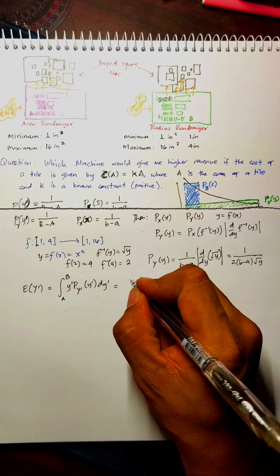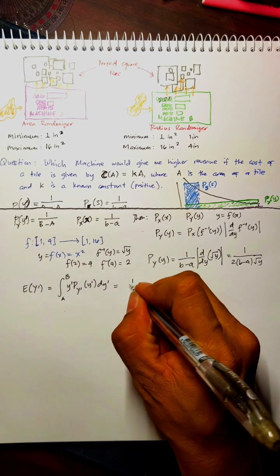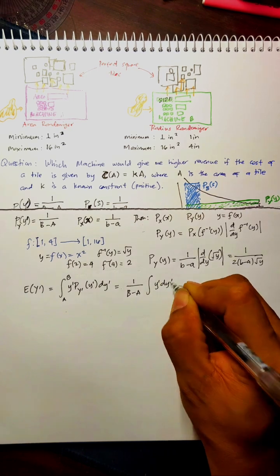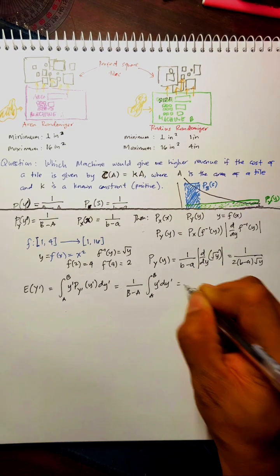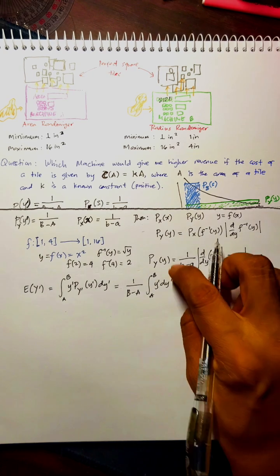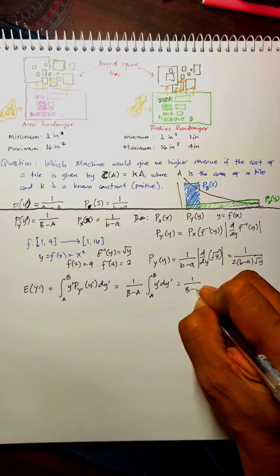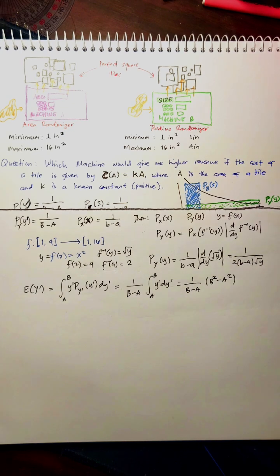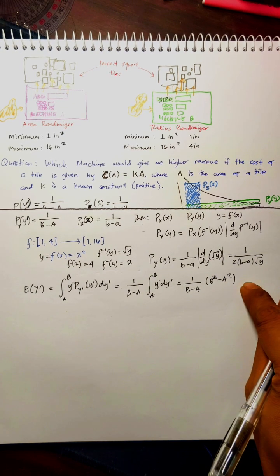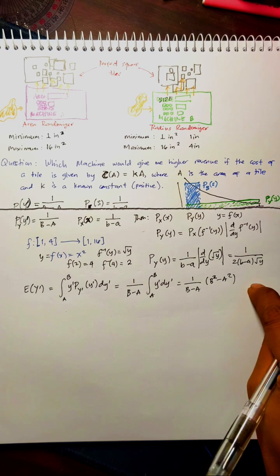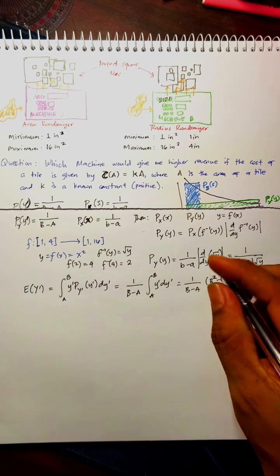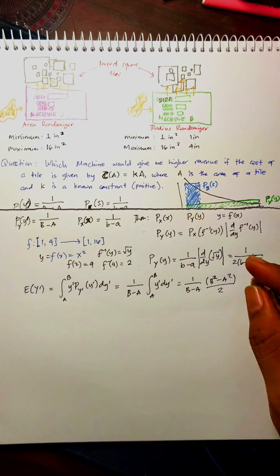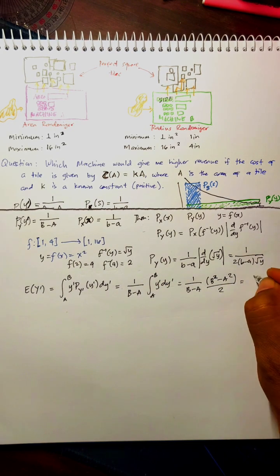And since this is constant, this is just equal to 1 over b minus a times the integral of y prime dy prime from a to b, which would give me y prime squared over 2. So that would be 1 over b minus a times b squared minus a squared over 2. And since b squared minus a squared is b minus a times b plus a, you can factor that one out. You will get now this final formula.